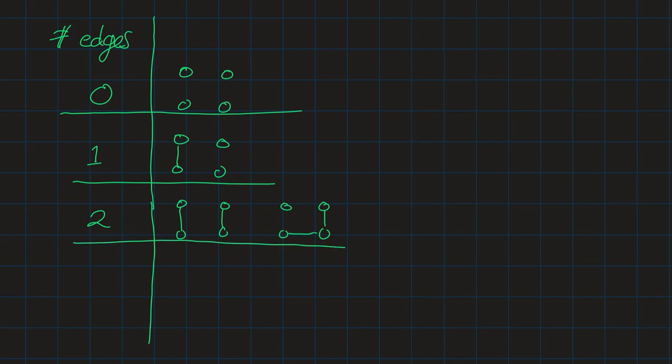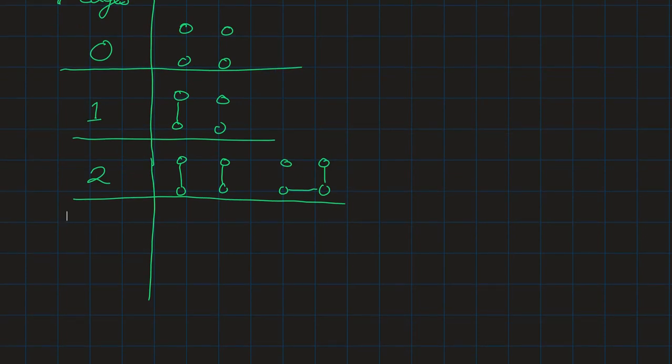You should check all of my claims independently, right? When I say that there are only 2 graphs on 4 vertices with 2 edges, you should make sure that you believe that that's true. So let's think about 3 edges.